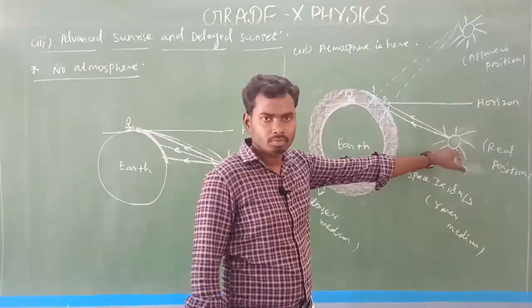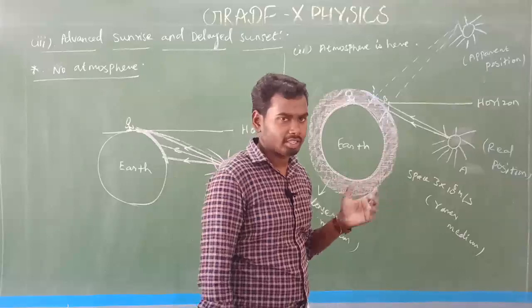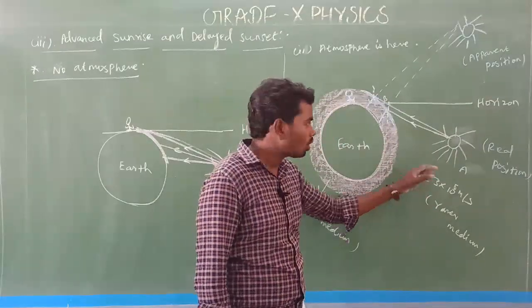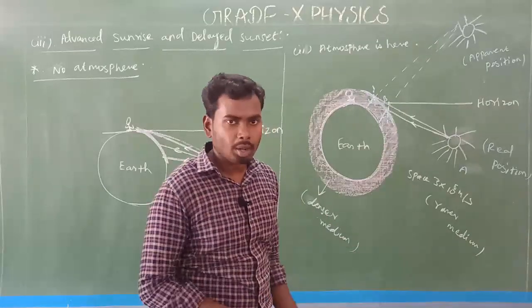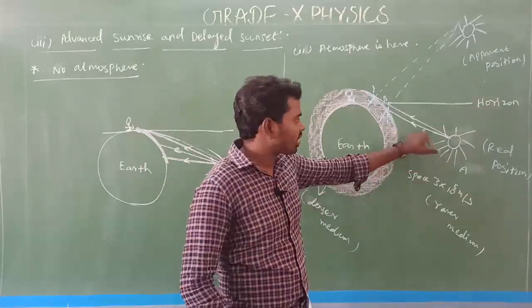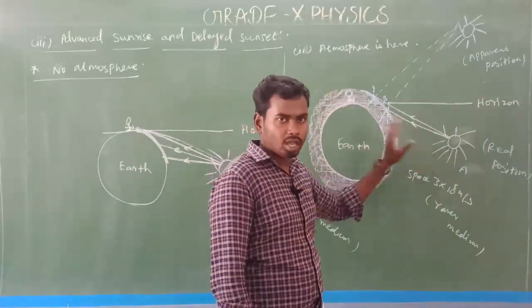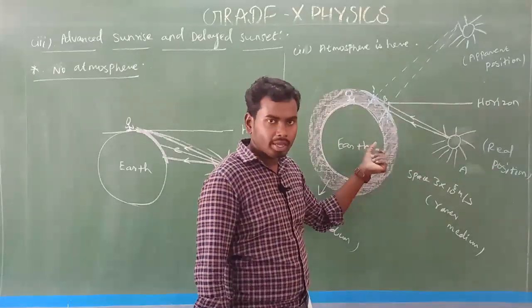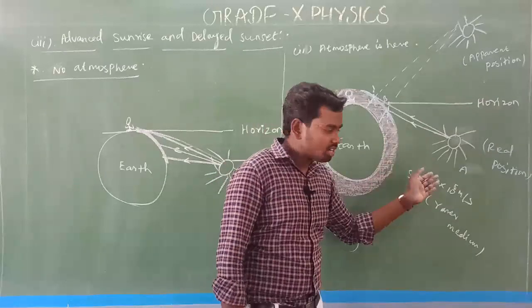That is, the real position of the sun. Between the atmosphere and the sun, nothing is there. Space is there. Light rays are coming. So many light rays are coming, and for my convenience I have taken just 2 rays. So before entering the Earth's atmosphere, all light rays travel in space.